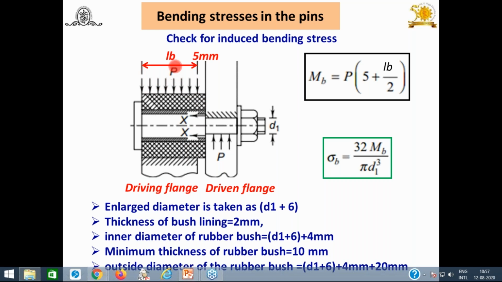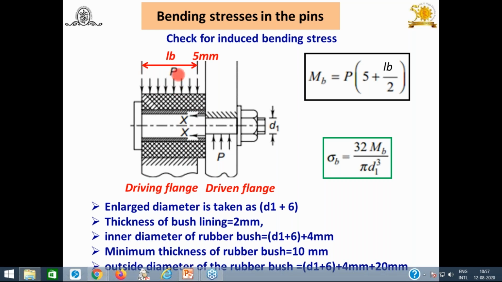How to carry it out? First of all, to find out the bending stresses, you know the simple expression, sigma b is equal to 32 Mb upon pi D1 cube. We are going to use it. Before that, because D1 is the nominal diameter for the pin, we are going to use D1 like a shaft. What is Mb? Mb is the bending moment that we have to find out. How to find out the bending moment?